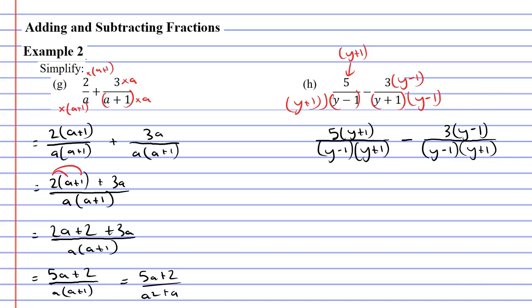Now we're subtracting these fractions. Let's combine them to make one single fraction. The reason we can do this is because both denominators are exactly the same. So we're going to have 5 bracket y plus 1 minus 3 bracket y minus 1. And then I just have a single denominator of y minus 1, y plus 1. Let's expand our numerator and then simplify.